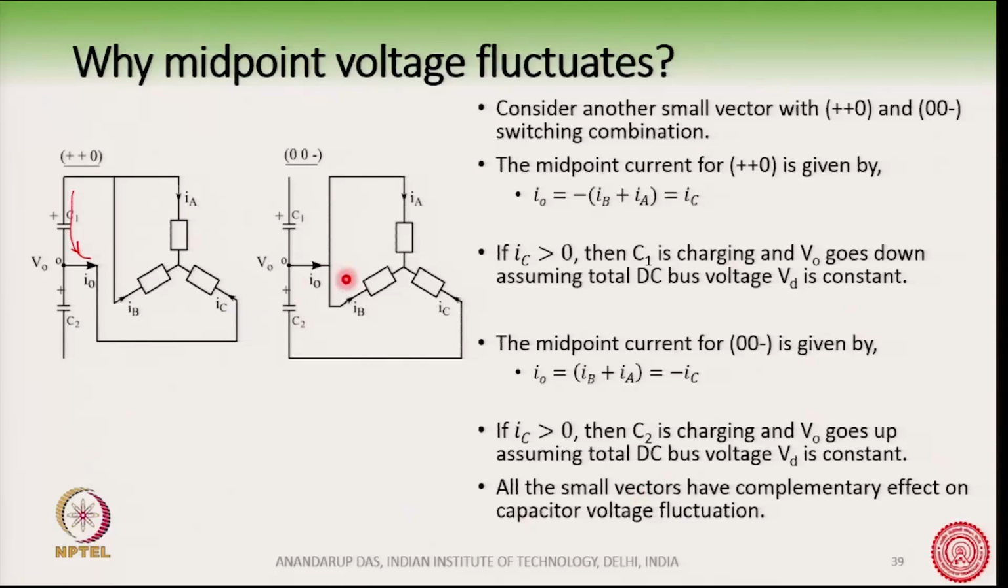So, here also for this small vector we see that these two switching multiplicities have complementary effect on the fluctuation of the midpoint voltage. In general we can say that all small vectors which have two multiplicities have a complementary effect on the midpoint voltage.